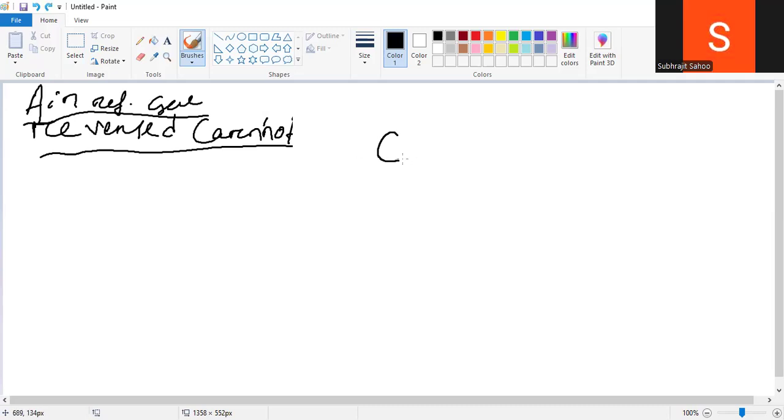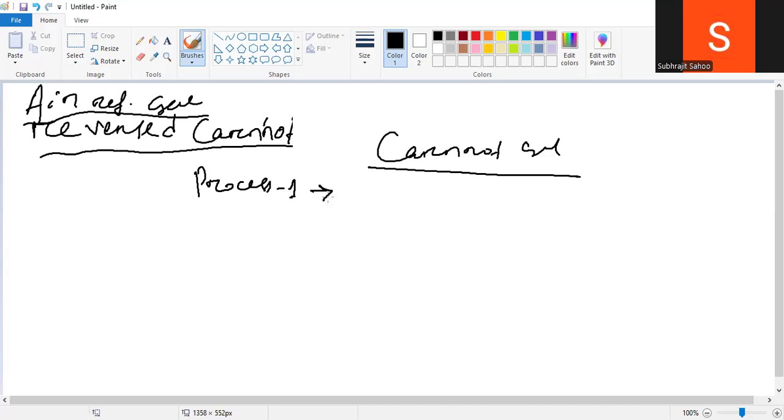So, what is a Carnot cycle? I want to tell you first. What did Carnot say? In the Carnot cycle, he included four processes. Process one is an isothermal process. Process two, sir, is an isentropic process.